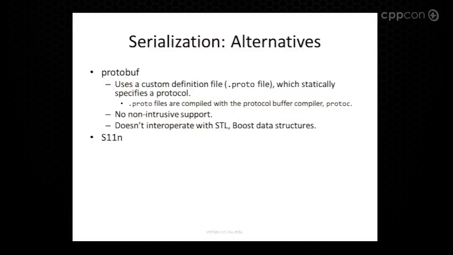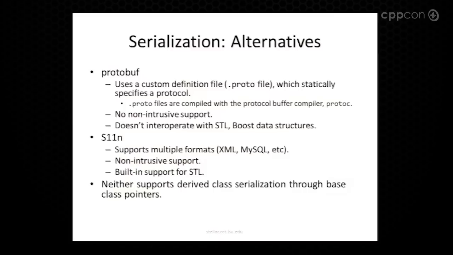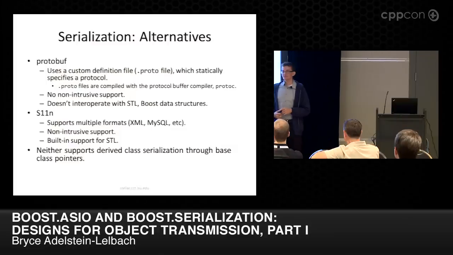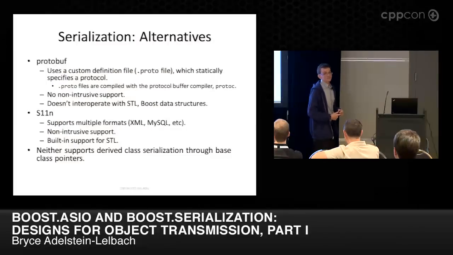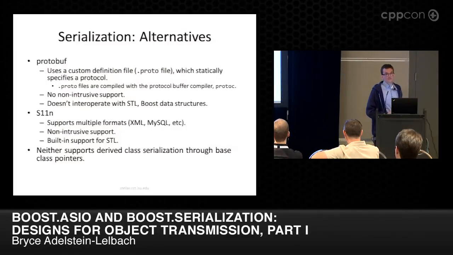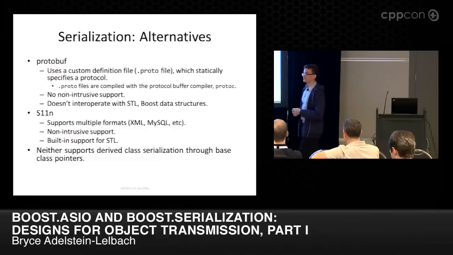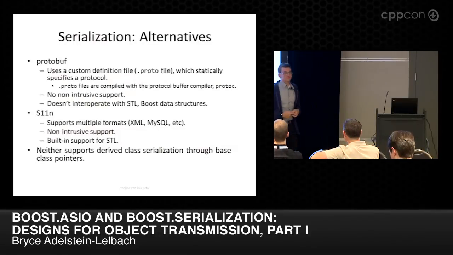The other one, who here's heard of S11N? Anybody? OK. This is another library, similar to Boost.Serialization. It supports multiple formats. It does have non-intrusive support. It does have built-in support for STL. But neither of these support the feature I'm looking for, which is derived class serialization through base class pointers. Now, why do I care so much about this? Well, it's because I want to be able to serialize std::function, basically. I've got some type-erased polymorphic wrappers that I want to be able to send over the wire. In particular, I want to be able to send over a representation of a function. And that's what we do.